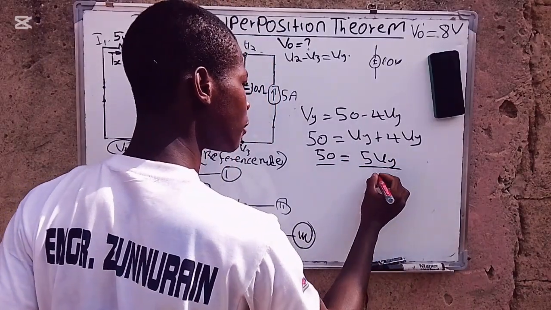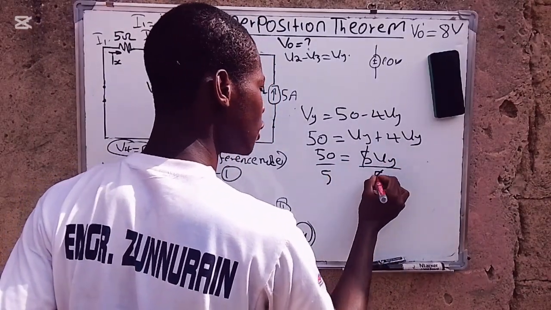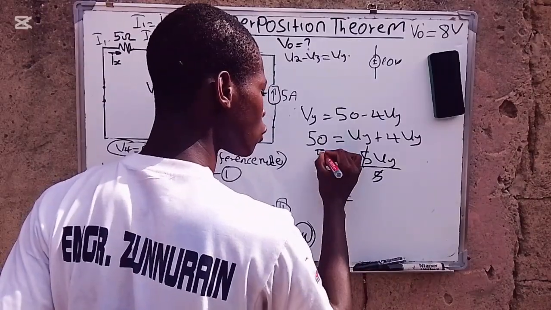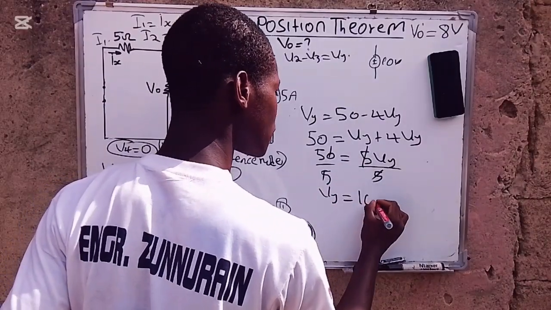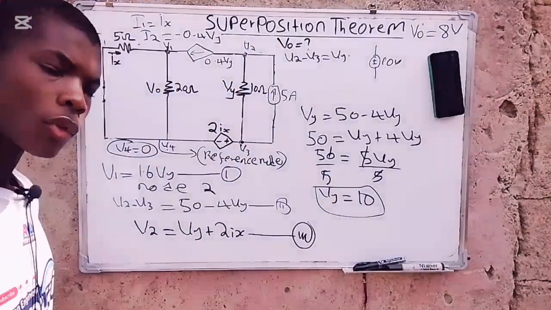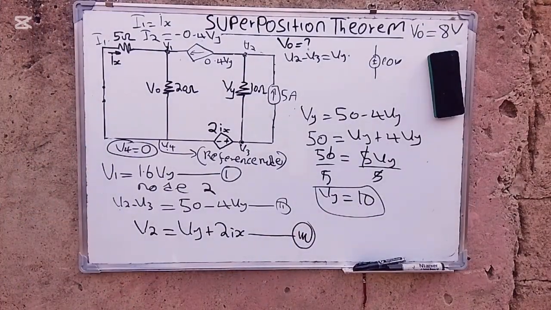If I divide both sides by 5, so therefore Vy should now be equal to this divided by this. It will give me 10. So therefore Vy is the same thing as 10.